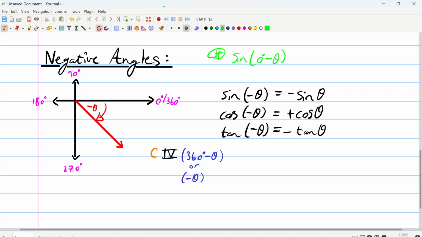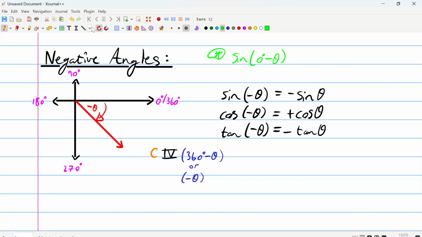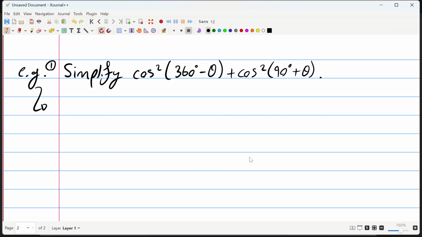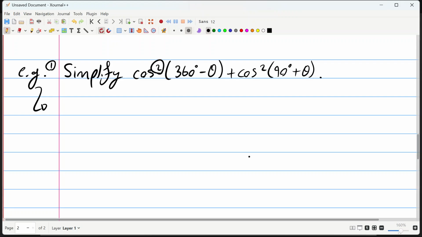Now let's get to the examples just so we see what's up with these questions. So here's our first question. Example 1 says simplify cos square of 360 degrees minus theta plus cos square of 90 degrees plus theta. This looks a little bit interesting because we have a square here, it looks very funny.